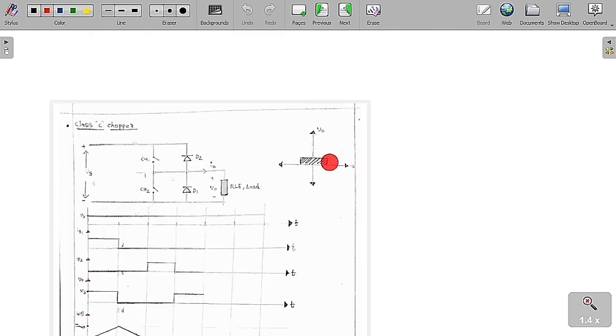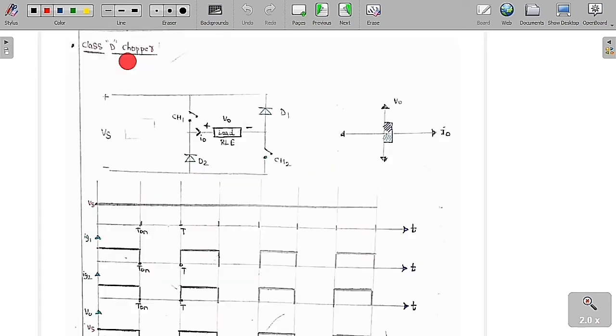The output voltage is always positive, whereas the output current can be positive or negative. Because of this reason, it is said to be a class C chopper. Now we are going to discuss the class D chopper. We have learned about class A, which is the first quadrant, class B, the second quadrant, and class C, both the first and second quadrants.